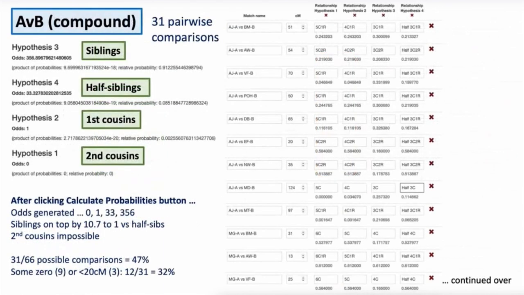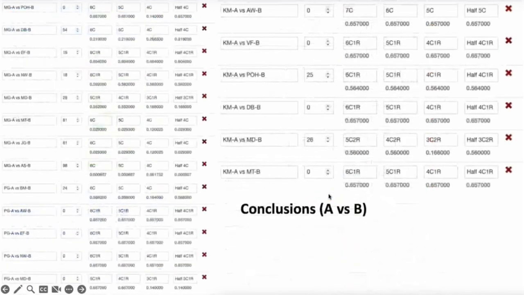be highly unreliable. I then did a compound analysis using Aunt Joan's data, using my data, using my brother's data, and using another cousin's data from family A, comparing all of those with family B. I'm putting them all into the same analysis, and this time siblings came out on top yet again, about 10.7 times more probable than the next most probable relationship, which was half-siblings at 33 to 1, and hypothesis 1, which was second cousins, was again ruled out, again because of that relationship between Aunt Joan and MD in Family B.